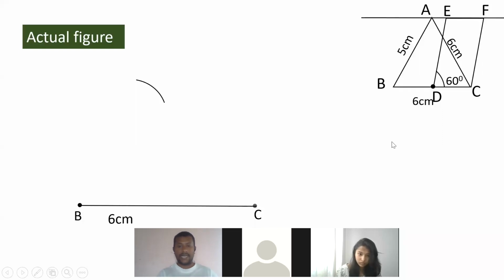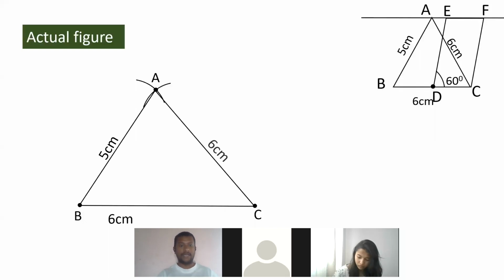Again, taking C as center, take an arc of radius 6 centimeter. This is the arc taken from C. Keeping C as center with radius 6 centimeter, we need to take another arc. Take a measurement in a scale with the help of your compass, and take this arc. So give the name A. This is the vertex A. So join AB and AC. These are respectively 5 centimeter and 6 centimeter. We are able to construct a triangle.